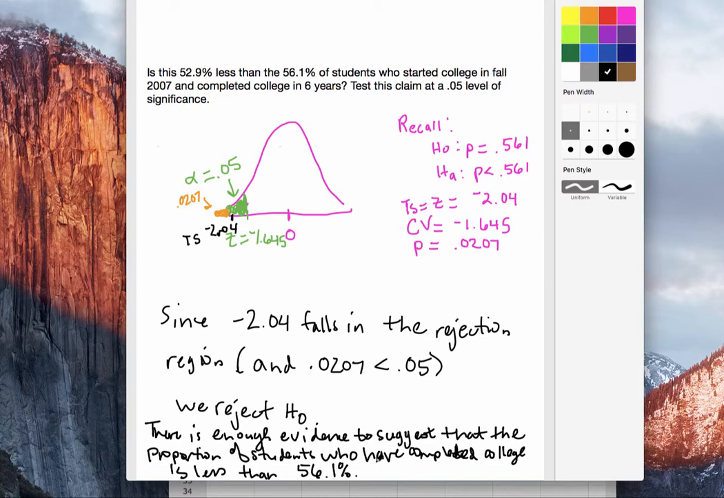Oh, we want to make sure to put in the p-value, 0.0207. And it's nice to also add in what you hypothesized. We had hypothesized that the proportion was 56.1%. If you just say, hey, it's less, well, less than what? It leaves people asking. So here we go.